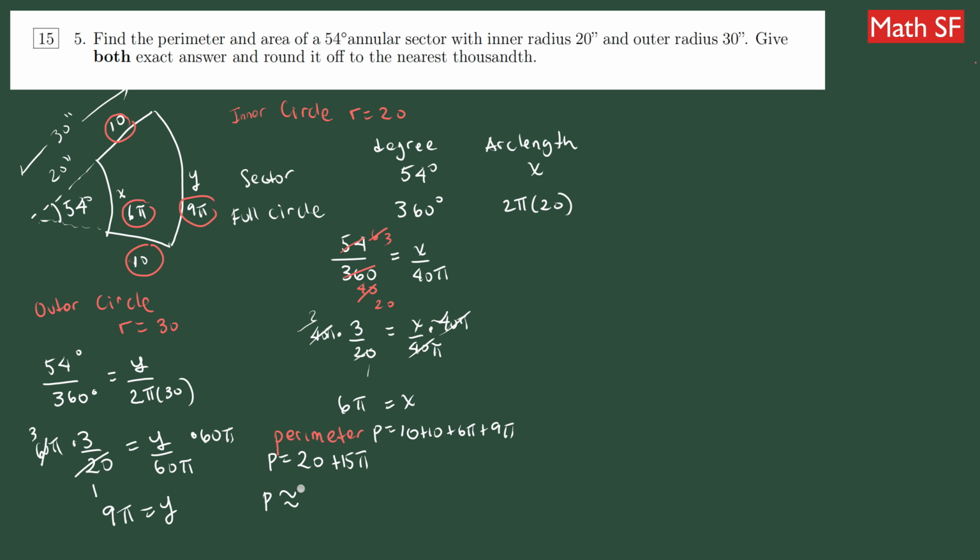So if I put that in my calculator, I should be able to get 20 plus 15 pi. Round it to the nearest thousandth: 67.124. Do not forget about your units. We're talking about inches, so each of them should be inches. Okay, so that's the perimeter, the exact solution and the approximated solution.